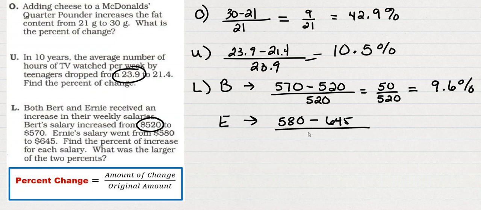So he started higher. And let's see where his percentage increase goes. So 580 minus 645, that gives me a negative, but I'm going to ignore that. And then divide by 580. It looks like his increase is 11.2%. So it looks like Ernie had a higher percent increase.